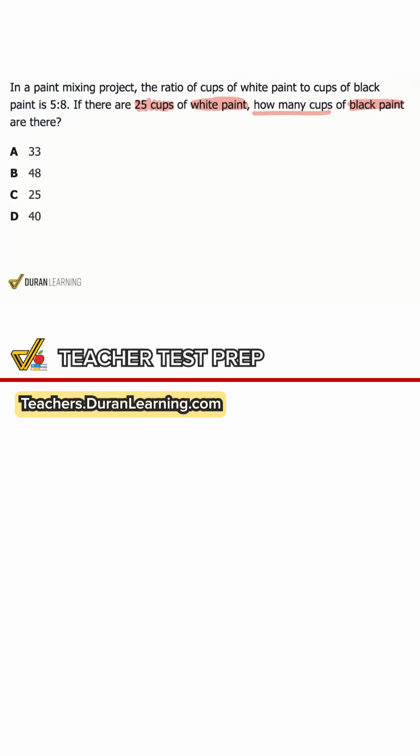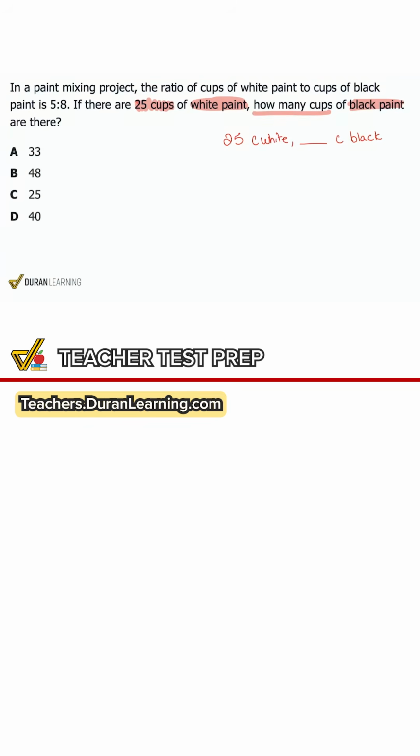So that's a comparison. That's a relationship. If we have 25 cups of white paint, that is going to be related to some unknown number of cups of black paint. But the relationship is set: white to black here. And when we take a look at the first sentence, it reads, in a paint mixing project, the ratio of cups of white paint to cups of black paint is 5 to 8.